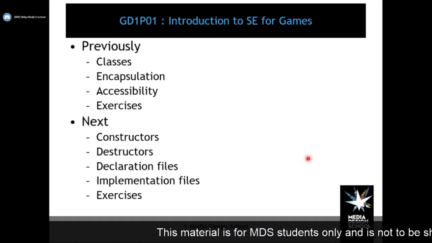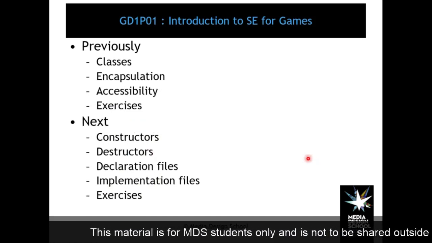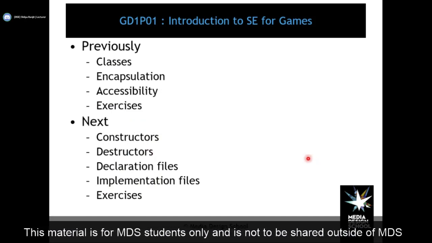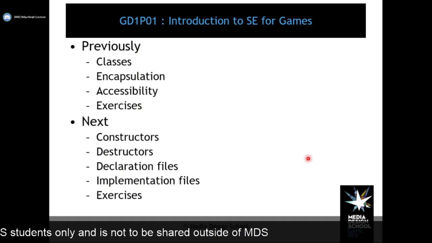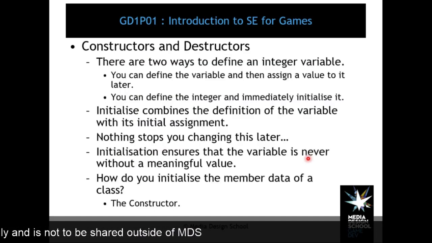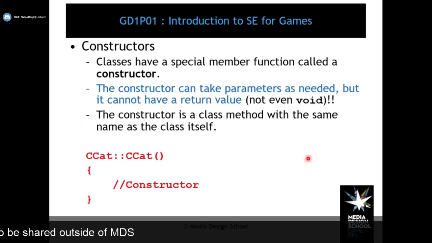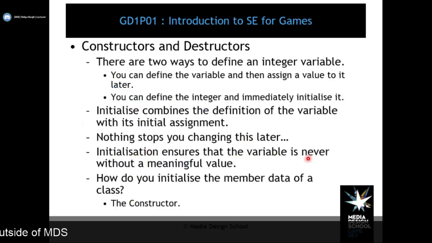So any doubts until here? About classes and accessibility and encapsulation. The next few concepts are about class constructors. How many more do we have? About constructors, destructors, and so on.